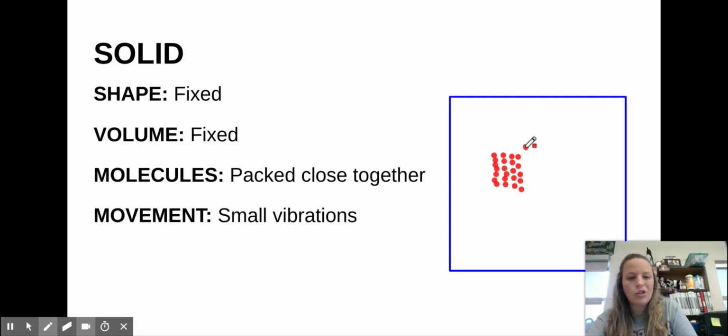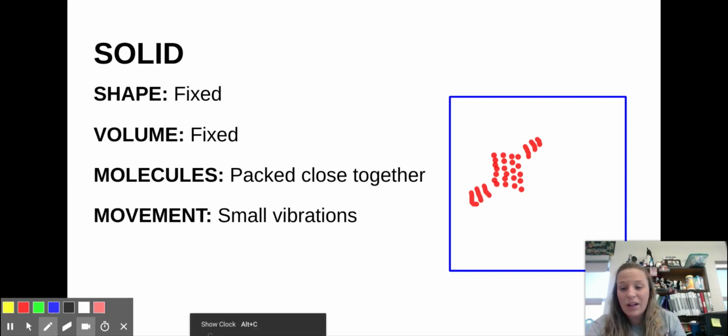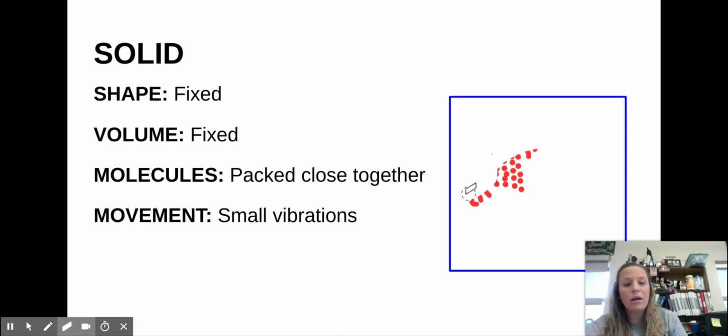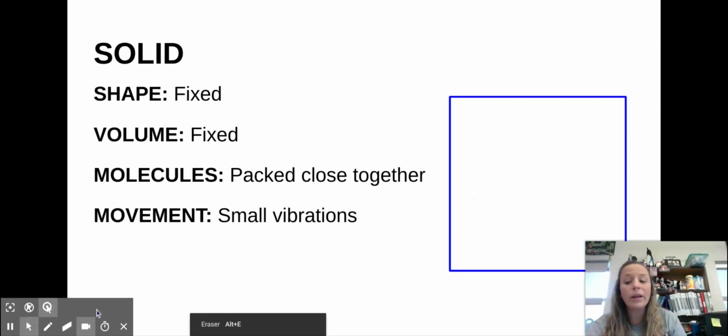And then I'm going to try to draw for you, showing that it's vibrating a little bit. Those are like the same symbols they use for cell phone vibrations. Hopefully your version of this is better than mine. Call me over if you want me to draw it for you in real life, because I know that's not that great. Okay, so there's our solid. Now we're just going to erase that, and we are going to move on to liquid.